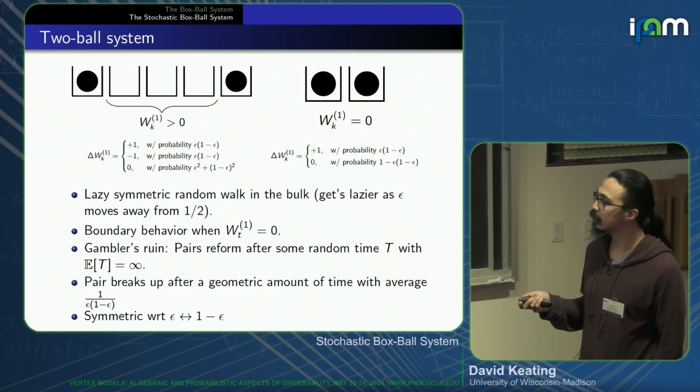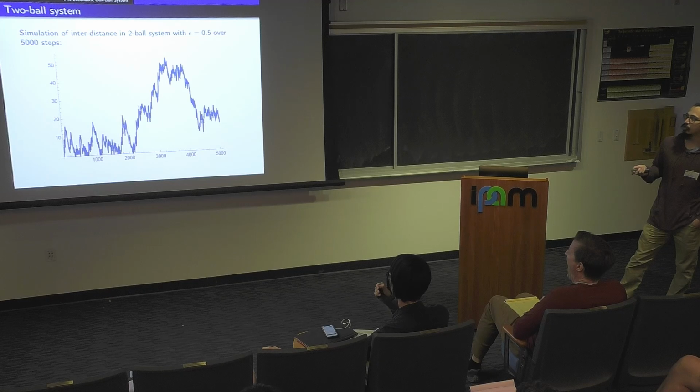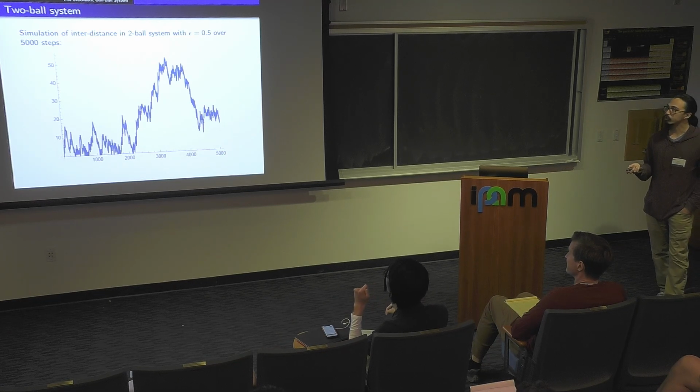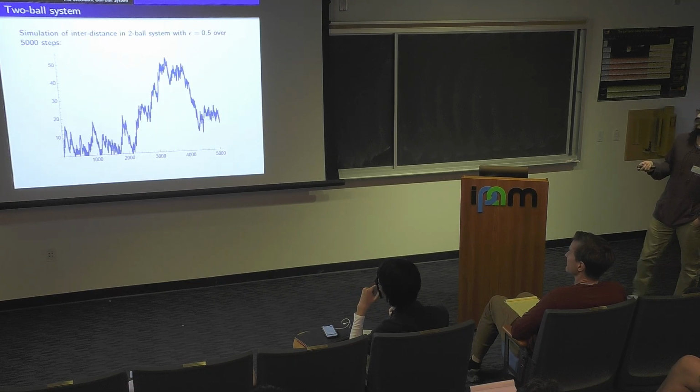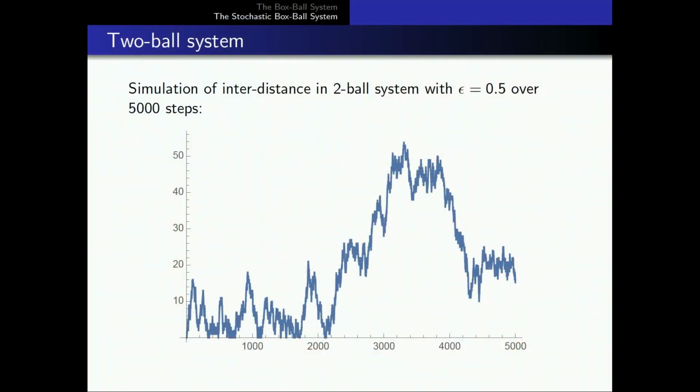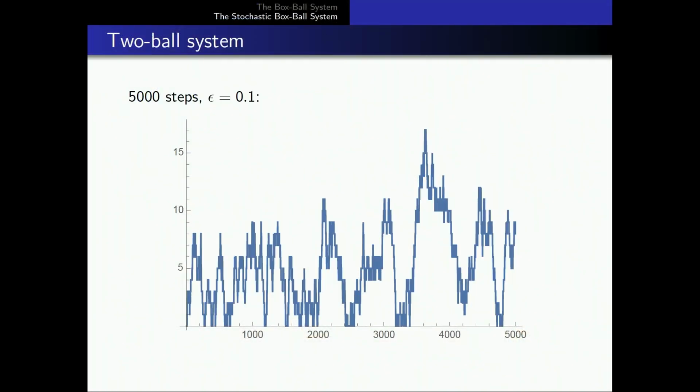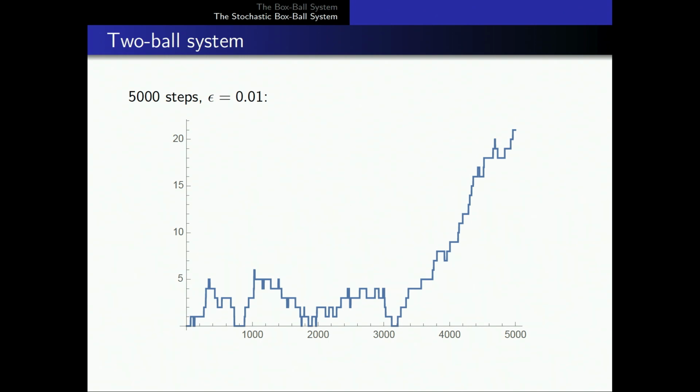So this is the simplest case, the 2-ball system. Here's what a trajectory of W1 looks like. Here is time; we ran it for 5,000 steps, and here is the spacing. In the next example, epsilon is 0.5. But as I move away from epsilon equals 1/2, the walk gets lazier, so you start seeing more flat steps where it's just staying in place. If epsilon is very, very small, the walk is very lazy, and it stays a long time at a given height before it moves.